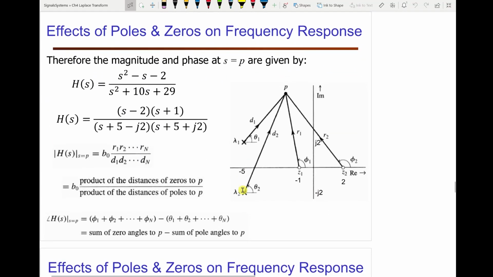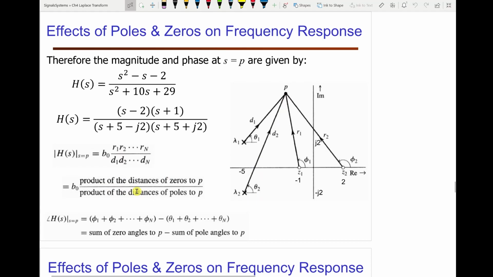Let's summarize it. The magnitude response of the system to any frequency, let's call it P here, will be the product of the distance of zeros to P. So the distance here from this zero and the distance here from this zero, divided by the product of the distances of poles to P. This distance D1 and this distance D2. That will be the magnitude response.